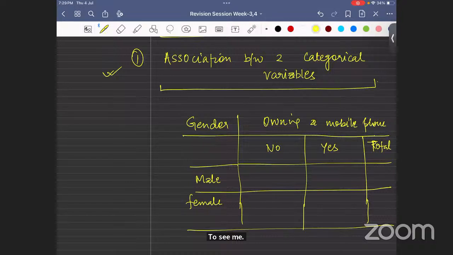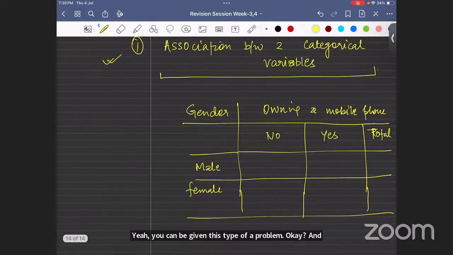Now we have to check whether there is any relation: if somebody is owning a phone, for a male or a female, is there any large gap between them, or is there any association between the two categories? If you have been given this type of problem, you have to check whether there is any relation between somebody owning a phone and gender or not. You can be given this type of problem, and then you have to determine whether the association is correct or not.